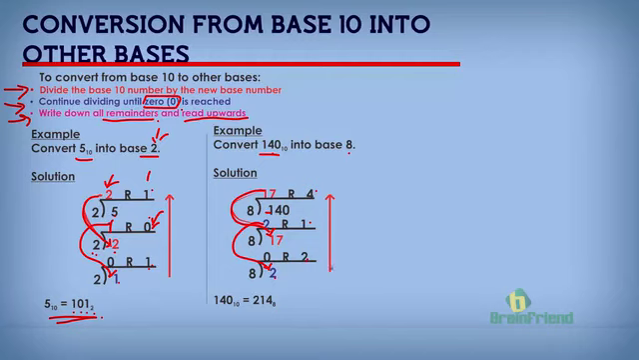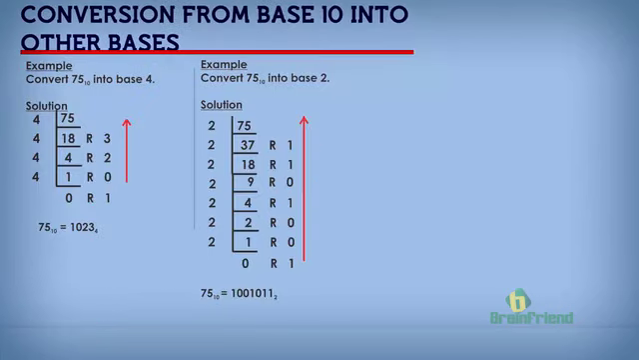We count our remainders from down up. So we have 2 as a remainder, 1 as a remainder, 4. 214 is the base 8 number of 140 base 10. So 214 base 8 is the correct answer.